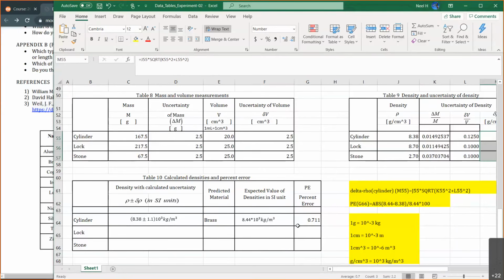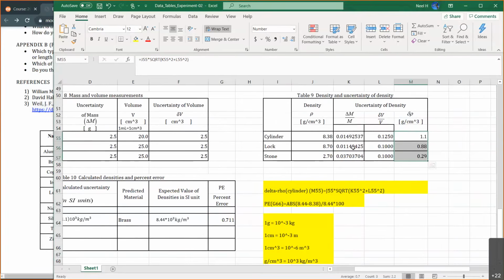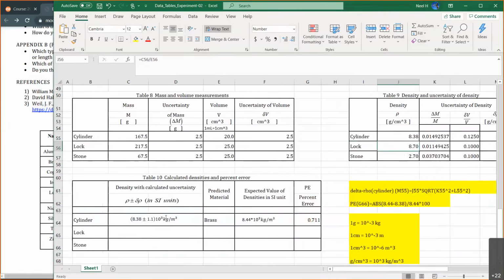Okay, then let's take a look at the other two objects. For the other two objects, I already have the numbers: log 8.7, error is 0.88. All I have to do is copy paste this one and then edit. Let's edit this one. I only need to edit these numbers, 8.70, and then error is 0.88. And then let's go and take a look at what that material is.